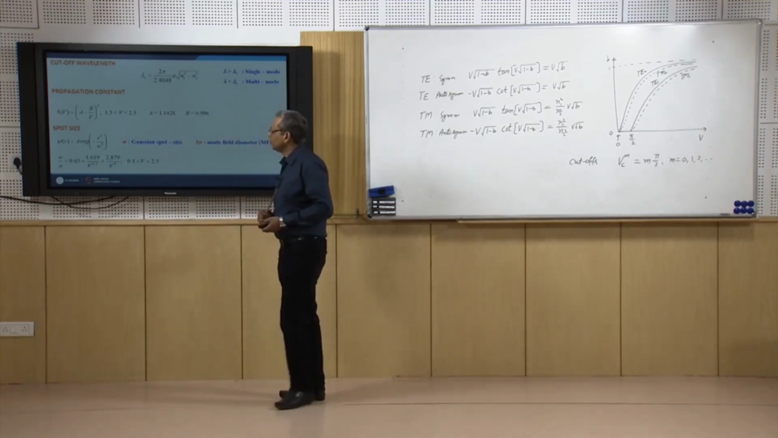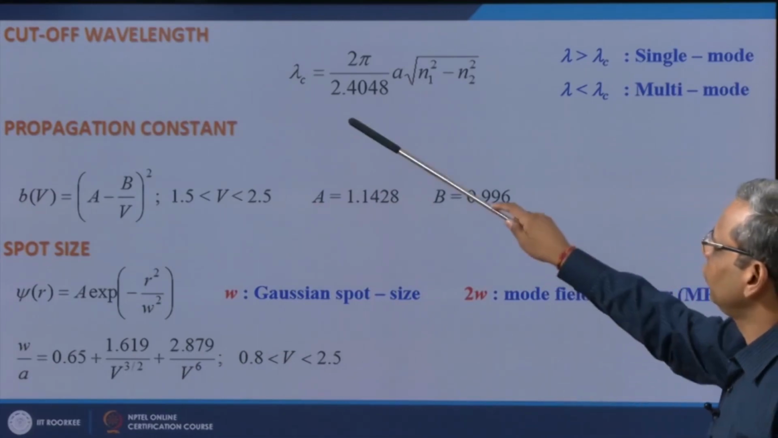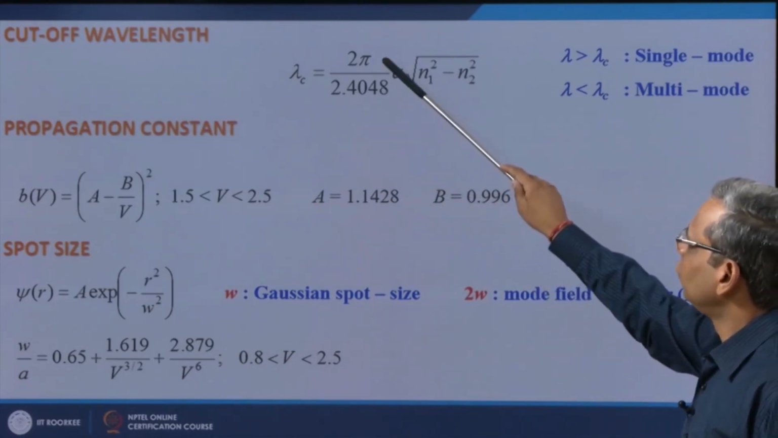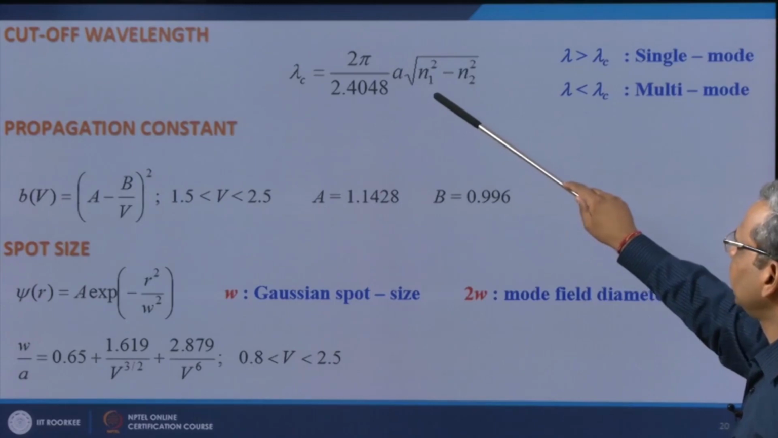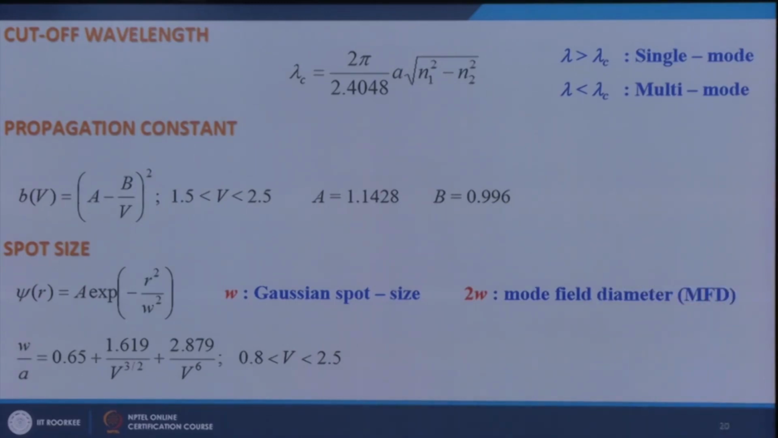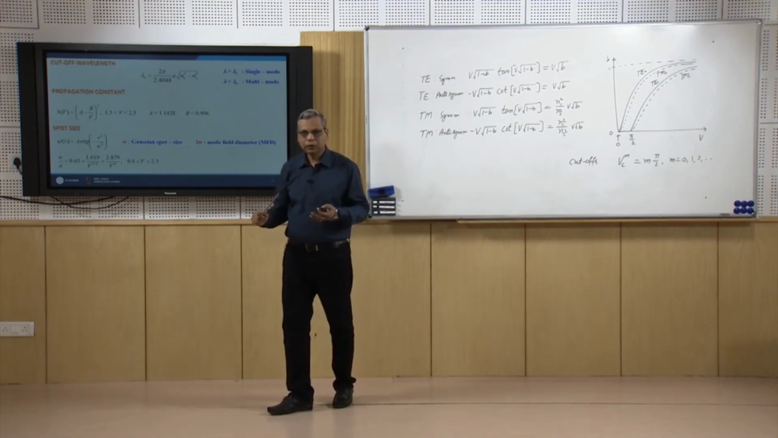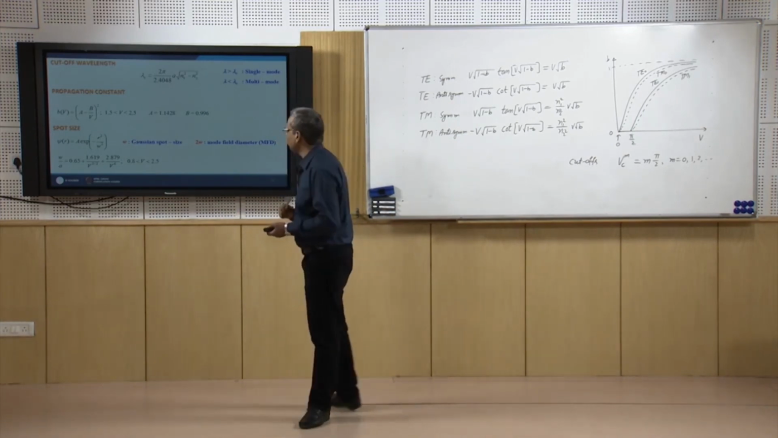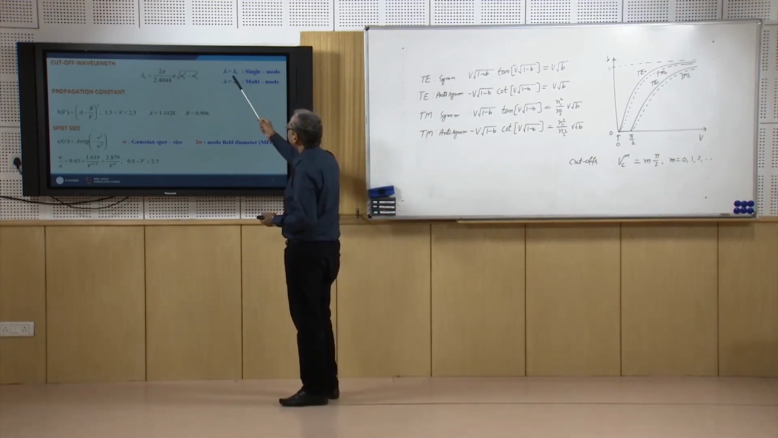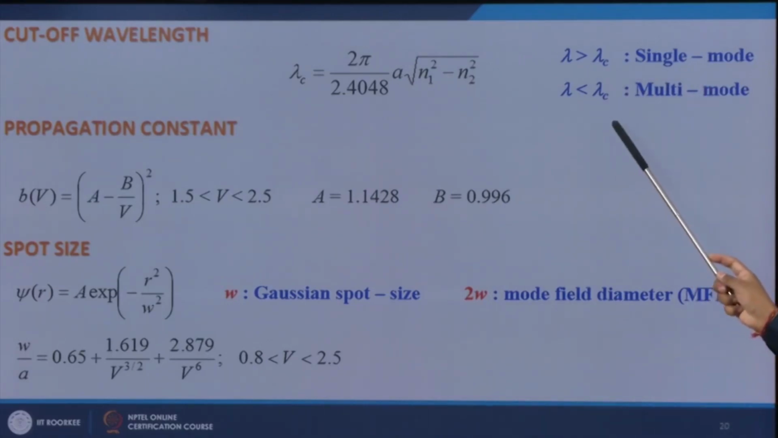In a single mode fiber we had defined three very important parameters. One is the cutoff wavelength, which is given by 2 pi over 2.4048 times a square root of n1 square minus n2 square. The cutoff wavelength of the fiber is the wavelength corresponding to the cutoff of the LP11 mode. So, if lambda is greater than lambda c, then the fiber is single moded, and if lambda is smaller than lambda c, it is multimoded.